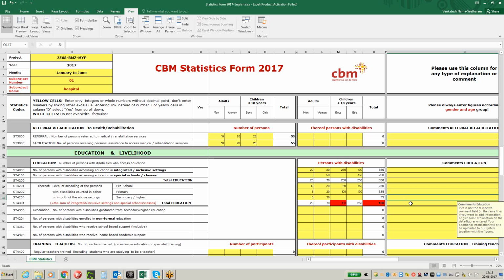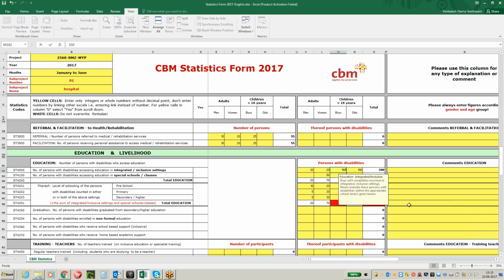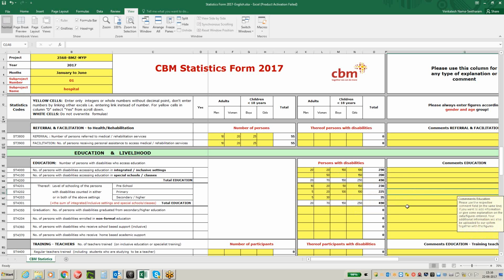No, but the important thing is that the sums below here have to match, because one dimension is inclusion versus special schools, and the other dimension is level of schooling, but it's about the same students. Yes. And that's why the total has to match.